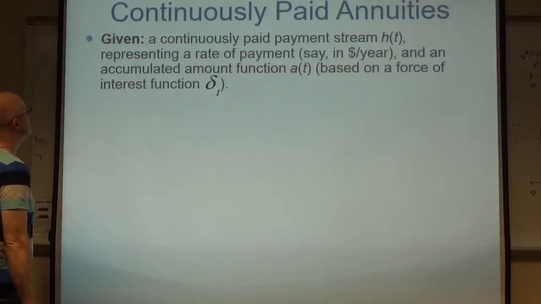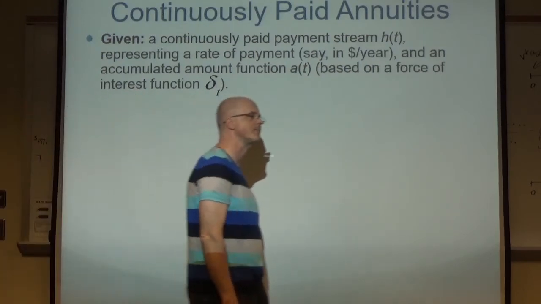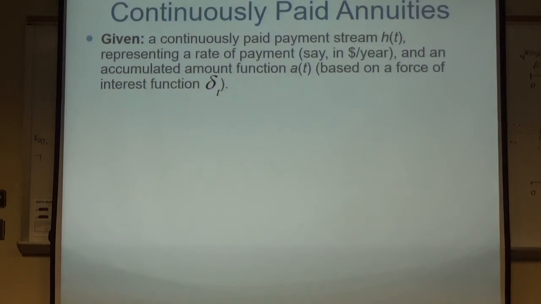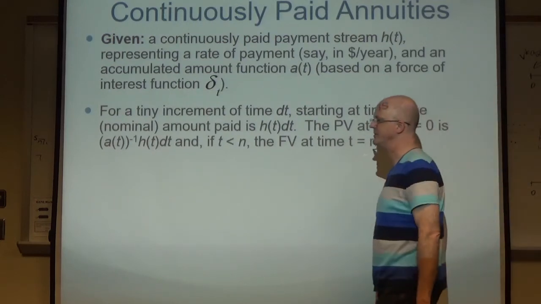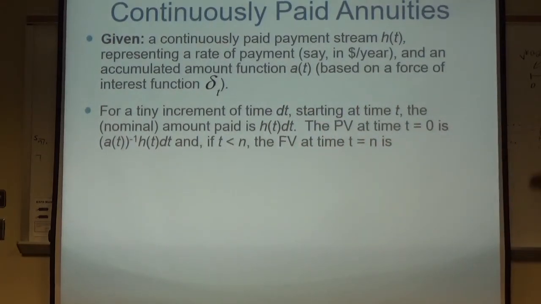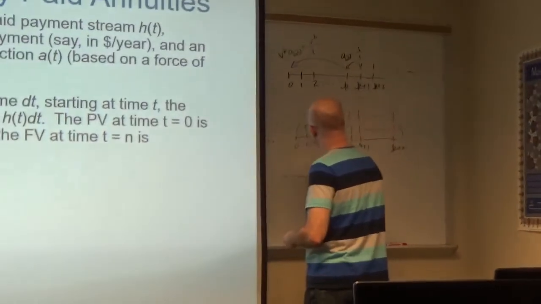That rate of payment. And an accumulated amount function, a(t), based on some force of interest function, delta sub t. Sometimes the accumulated amount function is called just an accumulation function. Okay, we're going to think intuitively about present and future values. I'll draw a timeline here. So you've got a timeline.